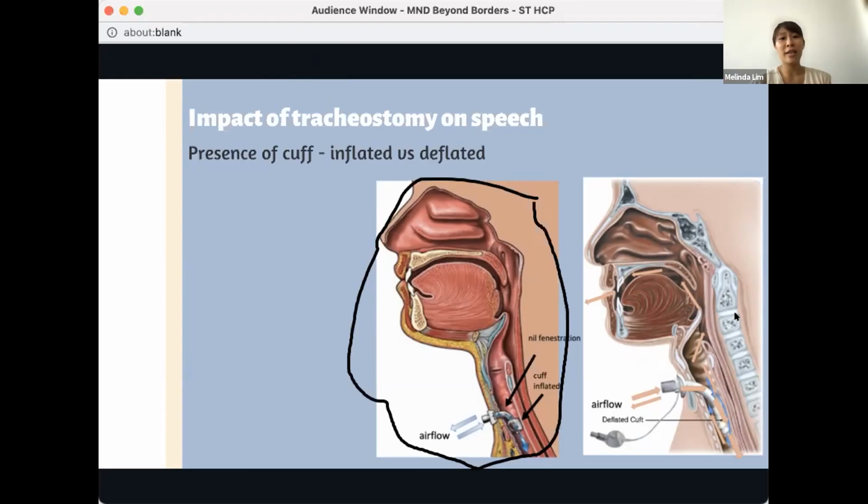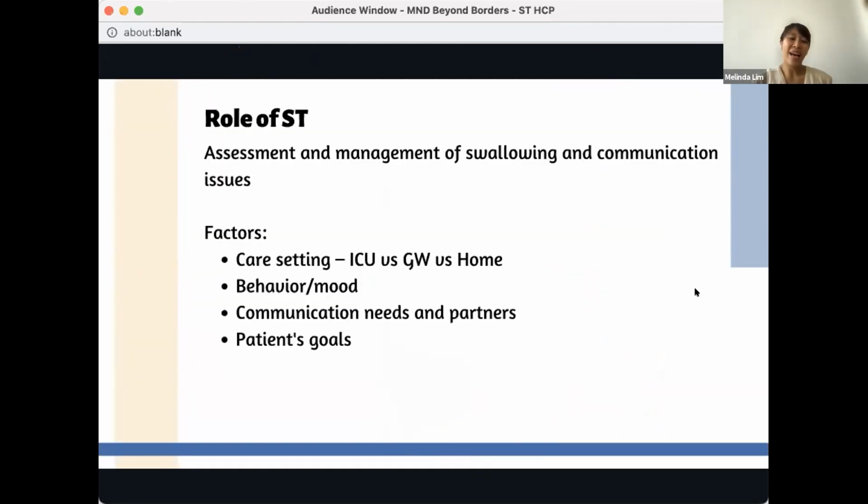Okay, so this is just something to note, because sometimes we get stuck when the person can tolerate cuff deflation but is not able to produce speech. Then this is something that we need to talk to the medical team about. Is it possible for us to change the size of the tracheostomy tube in order to facilitate that airflow and then encourage speech? All right, so the role of the ST.